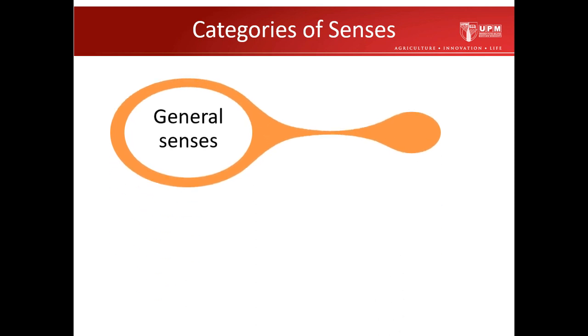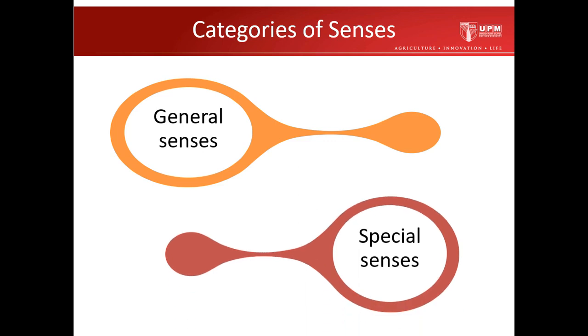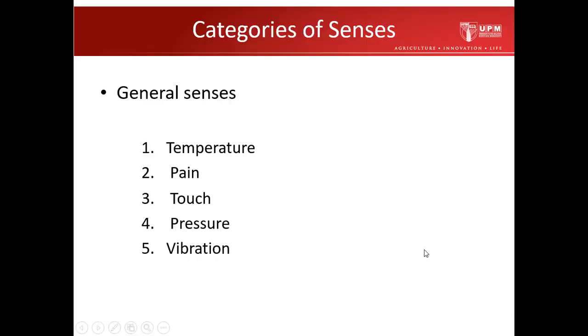So next, let's take a look at the categories of senses. We have at least two types, or it can be divided into two. One is the general senses and another one is special senses. In this video, I'm going to focus only on the general senses and I will cover the special senses in another video. There are 5 general senses and these include temperature, pain, touch, pressure, and also vibration.